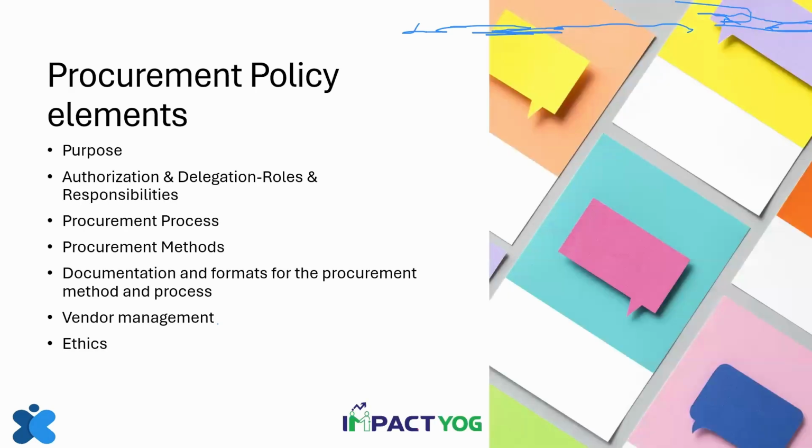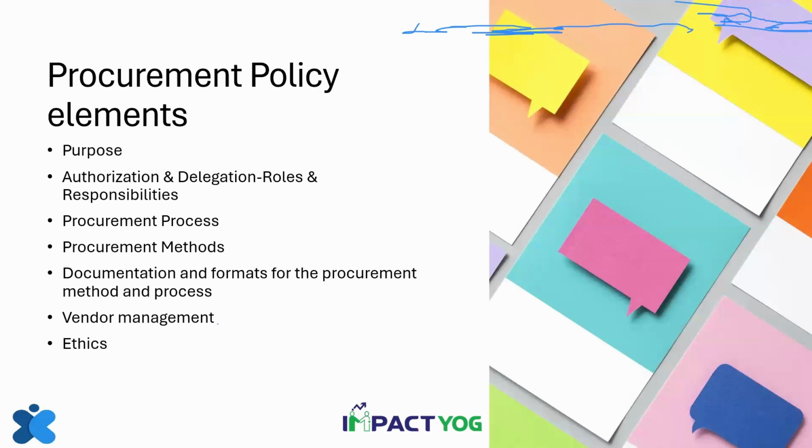Now, procurement policy elements means, what are the constituents of a procurement policy? Of course, there is the purpose. The purpose, we have been talking about cost efficiency, operational efficiency, all that, and also a framework for control. The authorization and delegation means that in your organization, the procurement policy will say these are the people who will do the procurement. Their roles and responsibilities are defined. The authorization means, based on the amount of procurement, who is authorized to do what, and what is delegated to other people.